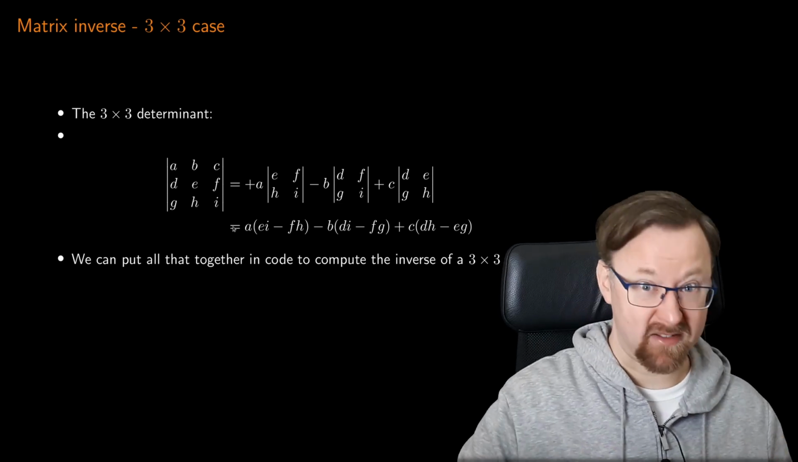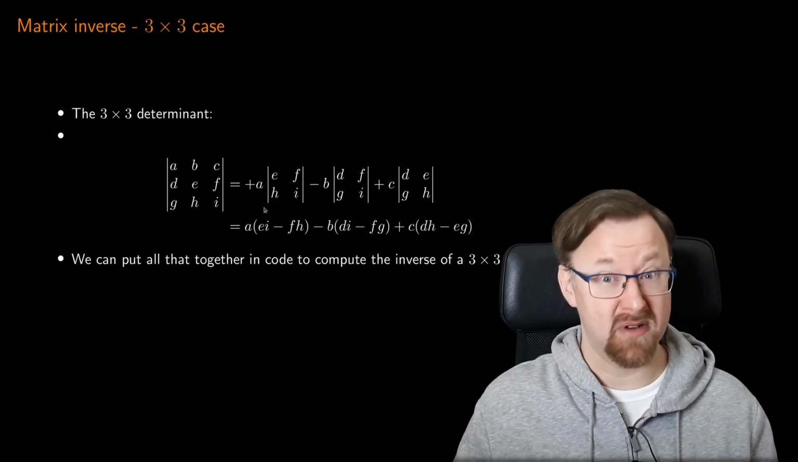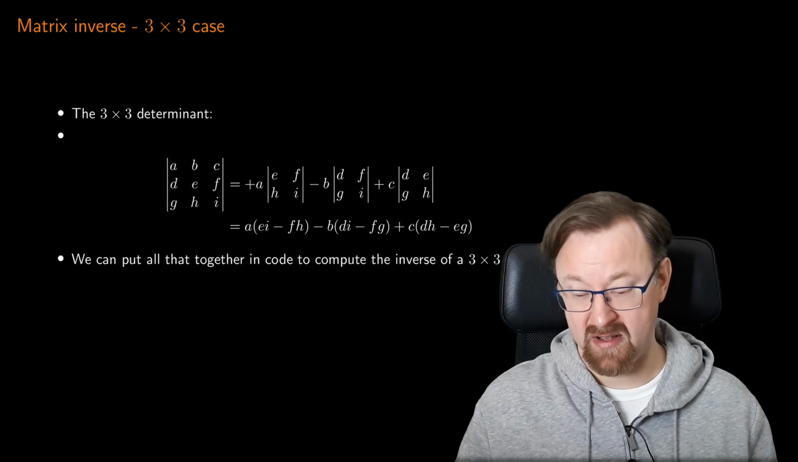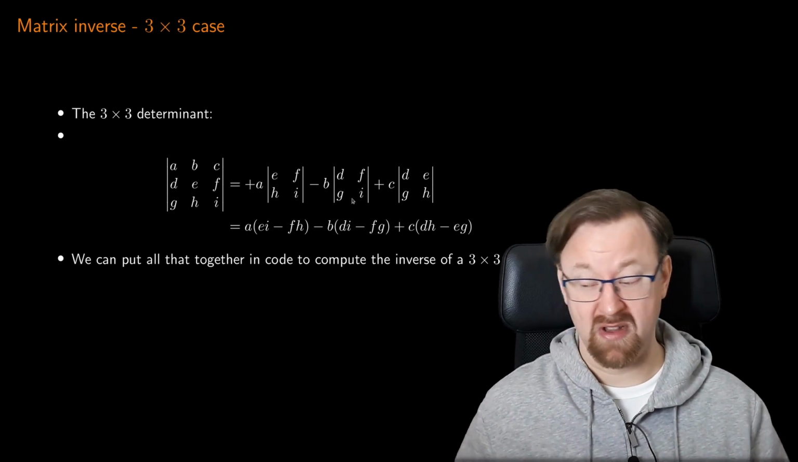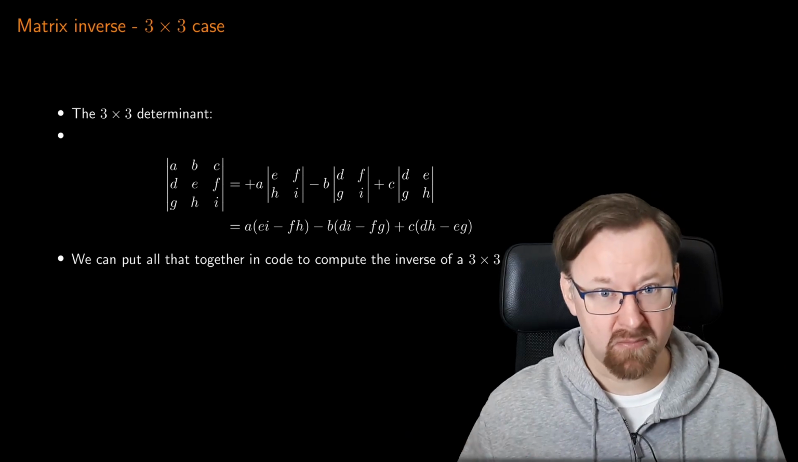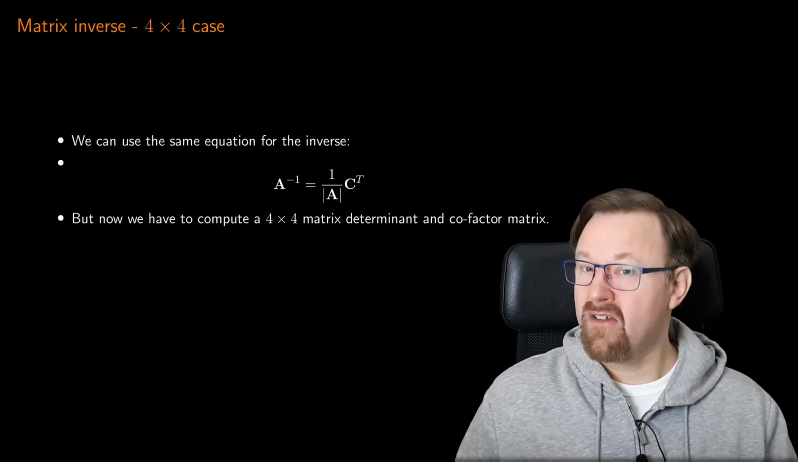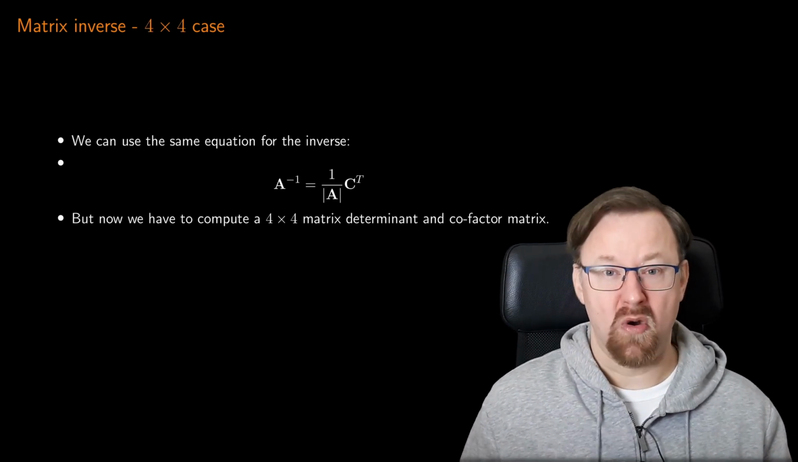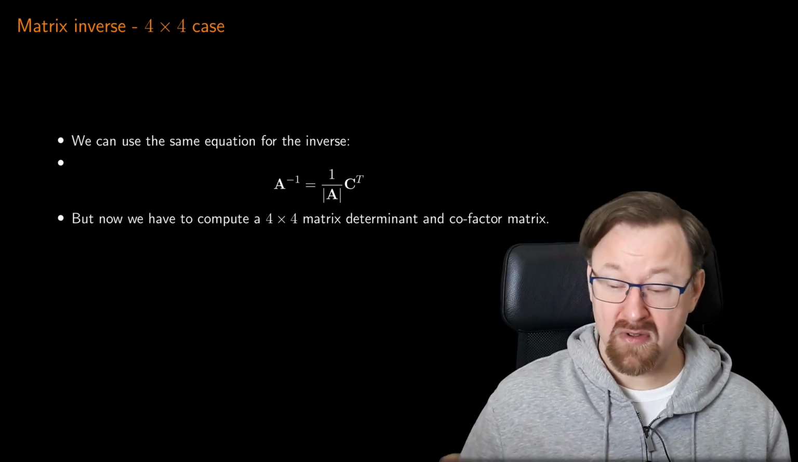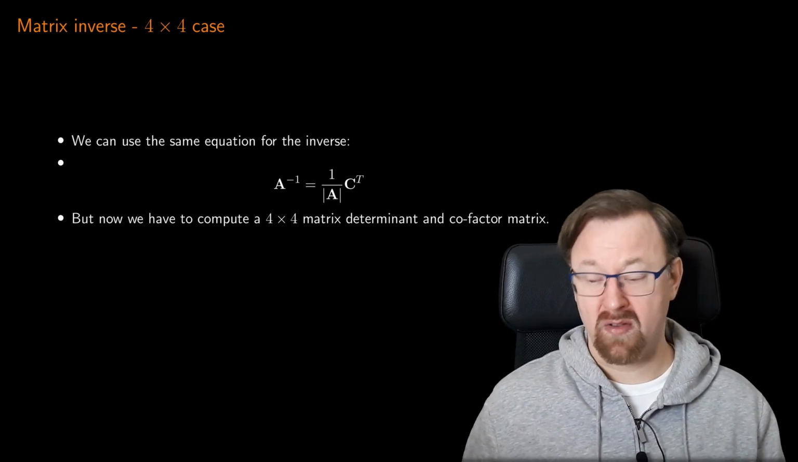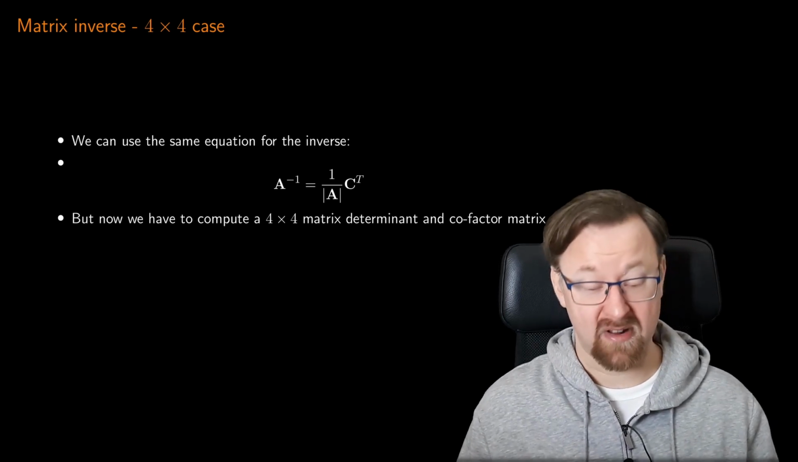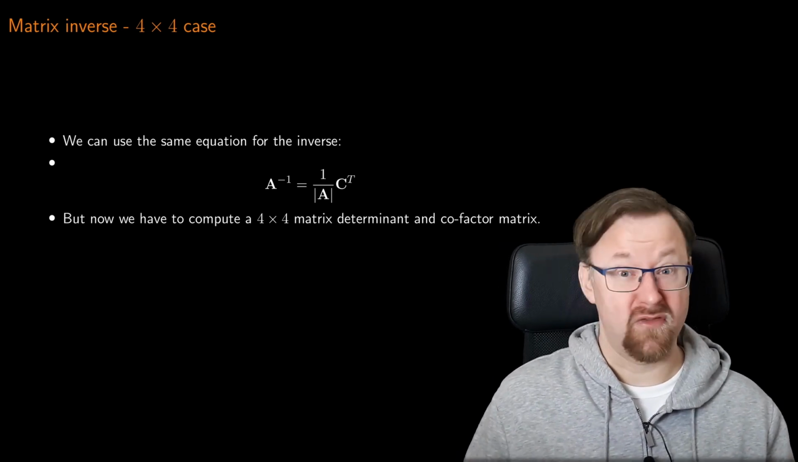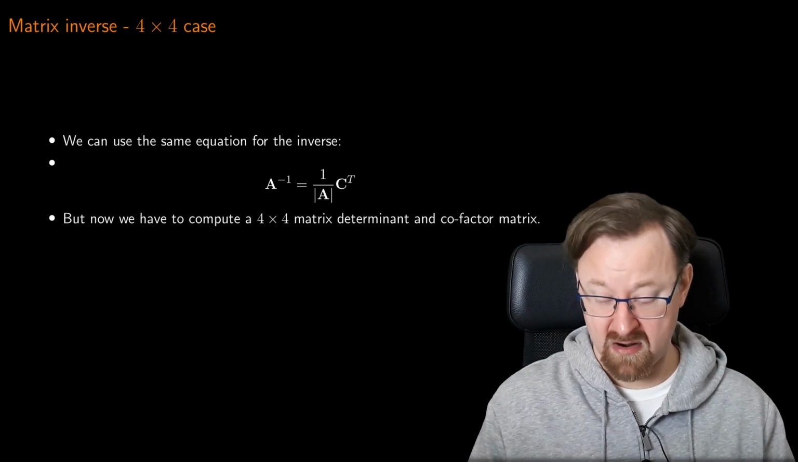When we come to see that in the C++ code, it will look a little bit different, but that's simply because I've expanded out these multiplications. We can put all that together in code, and we can compute the inverse of a 3x3 matrix. Quite straightforward. Okay, now for the 4x4 case, a little bit more complicated, but not much, so bear with me. We use the same formula, that A to the minus 1 is 1 over the determinant of A multiplied by the transpose of the cofactor matrix, but now we have to compute a 4x4 matrix determinant and cofactor matrix.